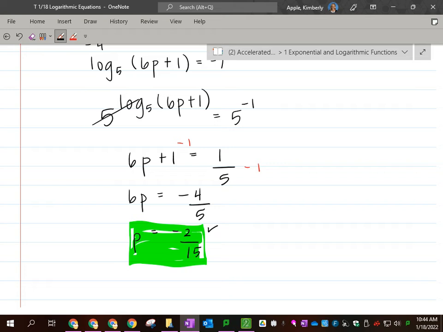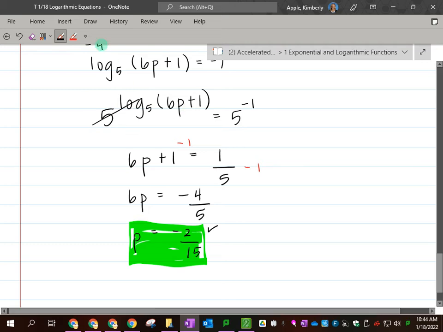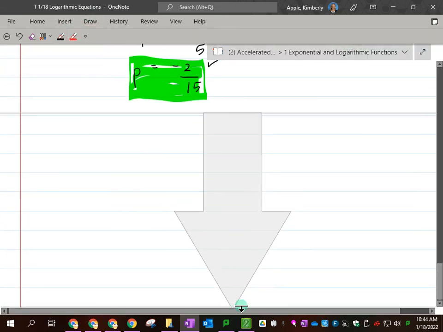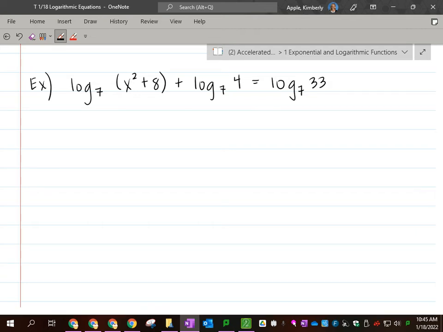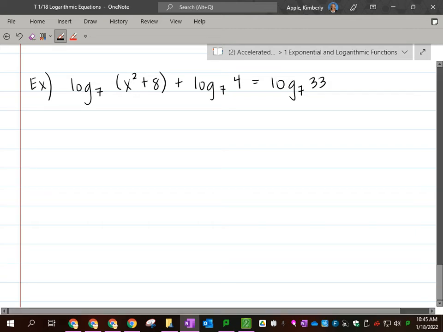Okay, you need 1. Let's do another one. New strategy. Basically the same strategy, new tool to get there, okay? This will just be a little more sophisticated than before. So this is log base 7 of x squared plus 8 plus log base 7 of 4 equals log base 7 of 33. Now, you may look at this initially and it may be daunting, but just remember where you're trying to go. You're trying to get 1 log on the left-hand side and 1 log on the right-hand side.